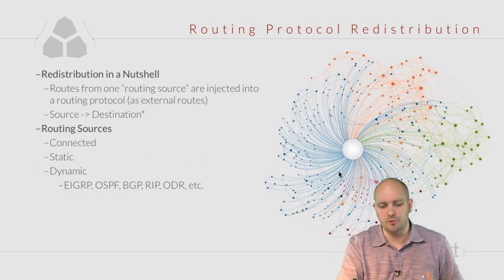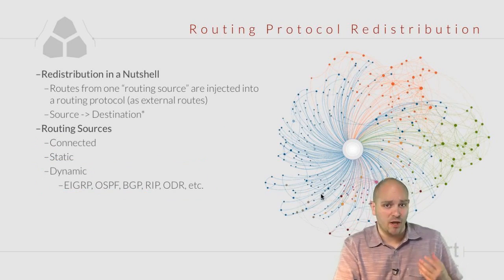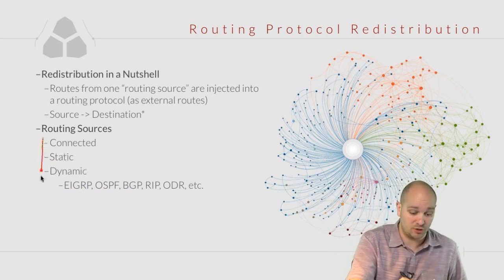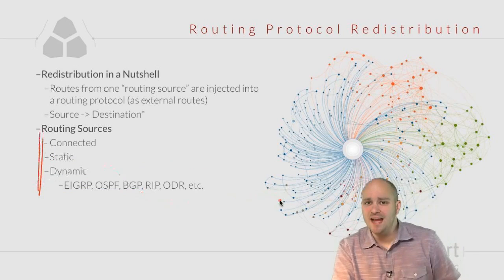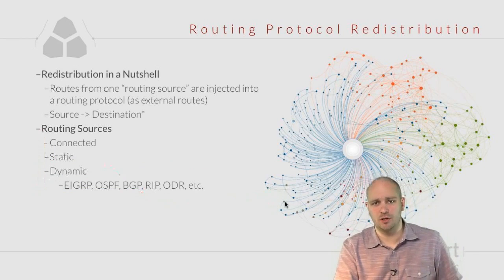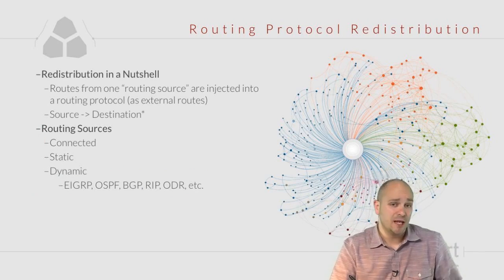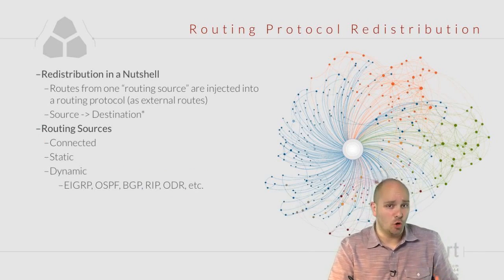So when routes are being installed in the routing table by one routing source or routing process, by any of these sources, and then we configure another routing protocol, another routing source, to actually take those routes and inject them as external routes in its own protocol database, this is the process that we call route redistribution.